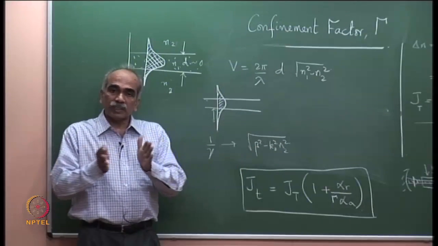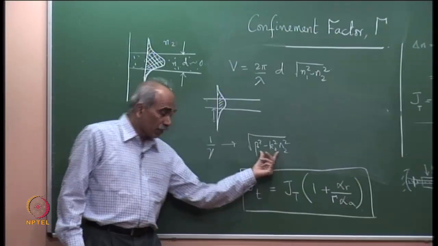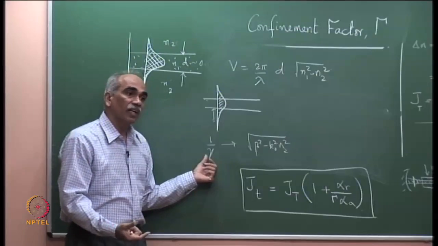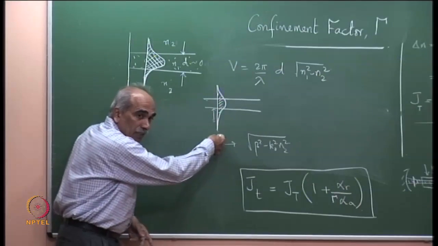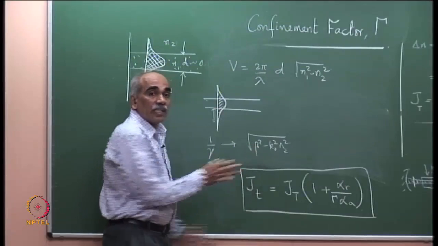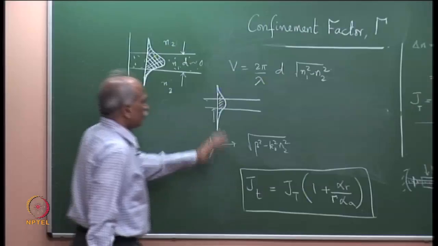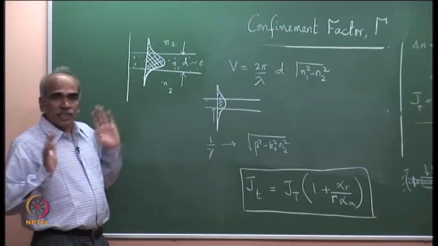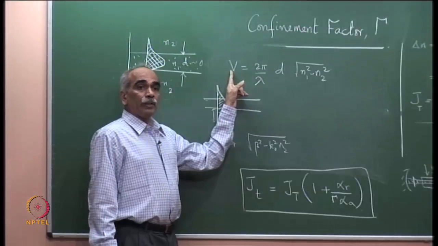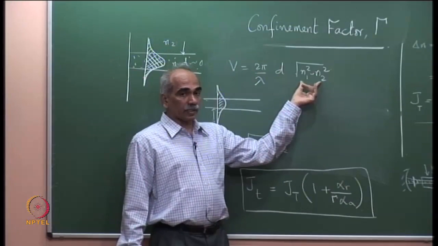If you reduce the thickness, beta decreases, and therefore this difference decreases, therefore gamma decreases, therefore 1 by gamma increases. In other words, the penetration depth increases if beta decreases, that is, if the thickness d decreases. So, those of you who have not done a course, do not worry about it, but keep this qualitative picture in mind, that V can be reduced or increased by changing d and the refractive index difference.